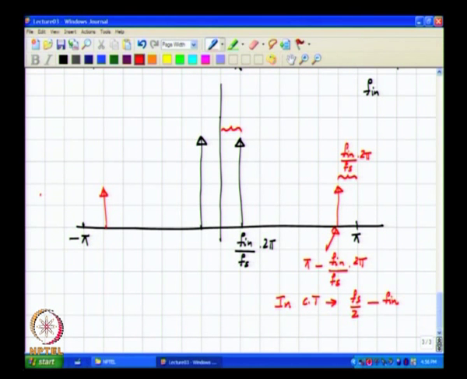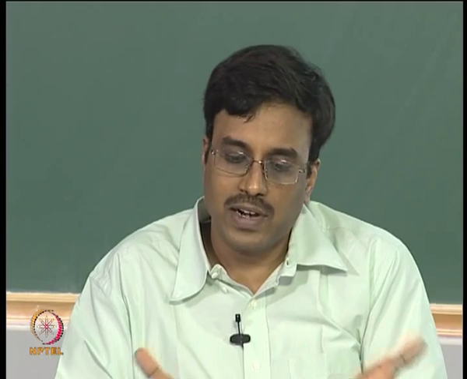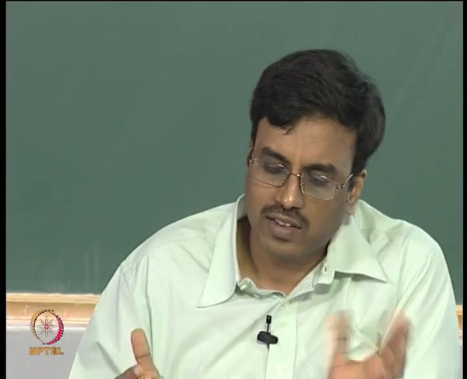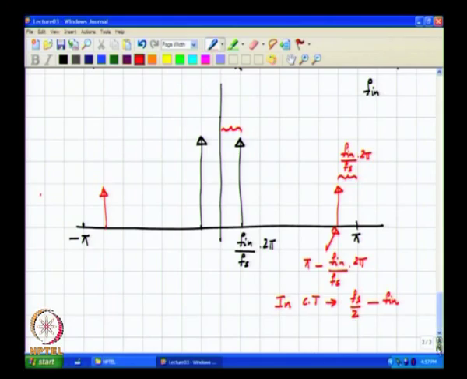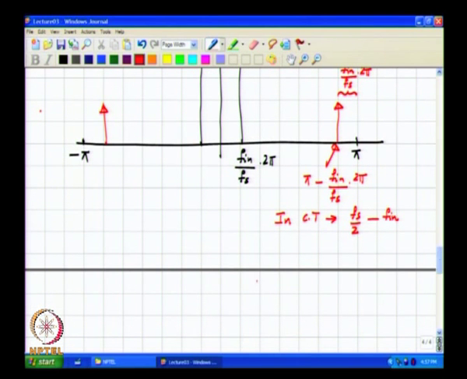Or equivalently, you can say it is f s by 2 minus plus f in, because whether you have a tone at f s by 2 minus f in or f s by 2 plus f in, when you sample it at f s, they will alias to the same place. Intuitively, why does this make sense? If you have a tone at f s by 2 minus f in, can you tell me why does this intuitively make sense?